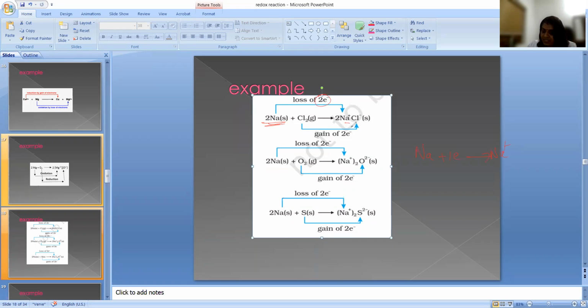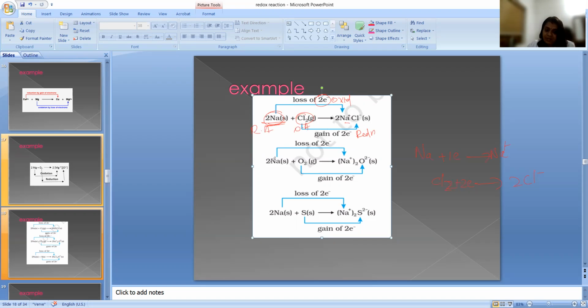Okay, so it is converting into Na+, and Cl2, in order to convert into 2Cl-, each chlorine atom has to add 1 electron. So there are 2 chlorine atoms, so 2 electrons you have to add. Understand that it is gain of electron. So it is loss of electron, so that it is oxidation, and it is gain of electron, so that it is reduction. Since sodium is undergoing oxidation, it is the reducing agent, and this is the oxidizing agent.